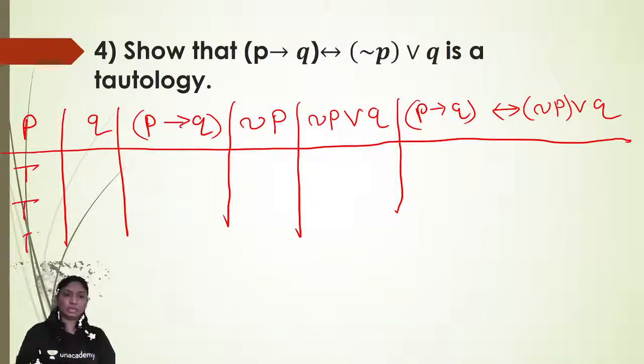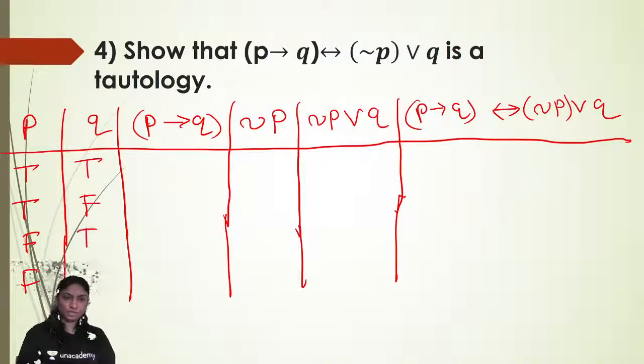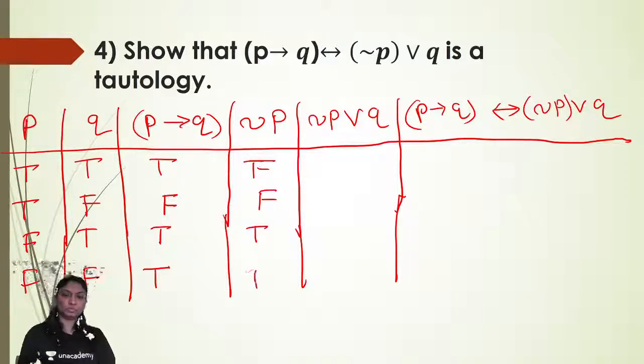P, P, F, F, right? So here T, F, T, F, P implies Q. You can write this truth table. If the second statement is false, then only false, otherwise it is true. Negation of P: false, false, true, true.